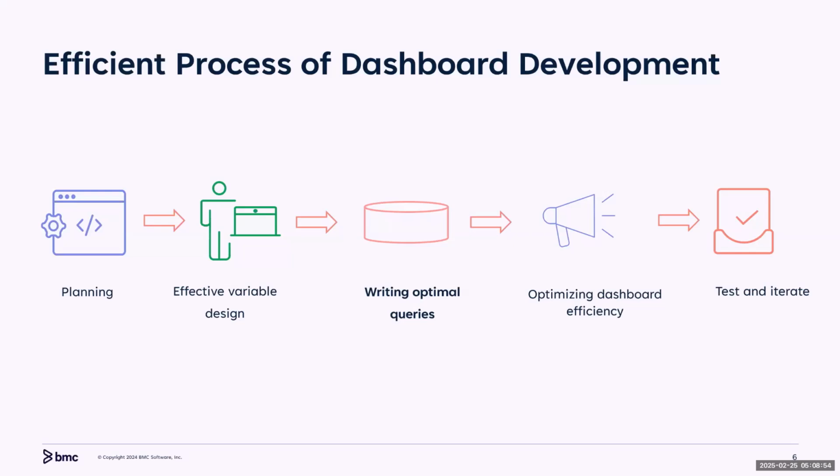This talks about defining the objective of the dashboard and choosing the key metrics which are relevant to the use case. Then effective variable design. This is about designing well-structured variables by following the best practices of variable design. Then next we discussed optimizing the dashboard efficiency. This is about how to use the dashboard features to reduce the initial load time of the dashboard and improve the overall dashboard performance. And finally, test and iterate.